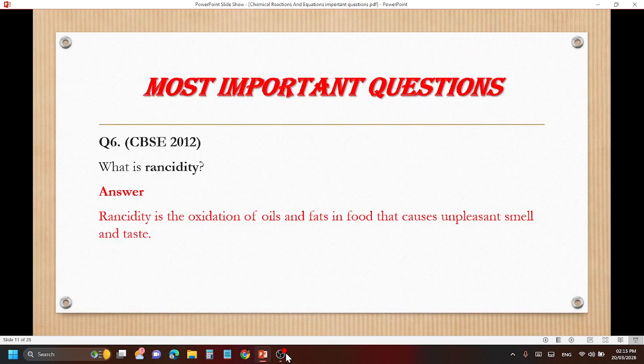Moving to the next question, this is a CBSE 2012 question. The question says, what is rancidity? If you've seen the video, I have said that rancidity is the process where foods get destroyed or poisoned because of the oxidation of the oils and fats present in the food. You can write that same definition here: rancidity is the oxidation of oils and fats in the food that causes unpleasant smell and taste. If you want to write still more precisely, it can cause food poisoning if ingested. This is the CBSE 2012 question, and please remember the answer.